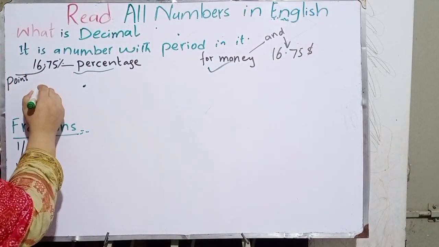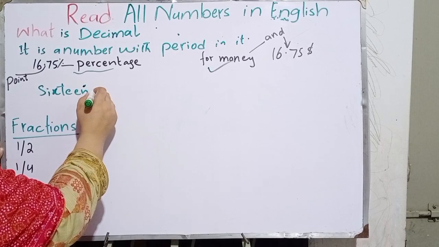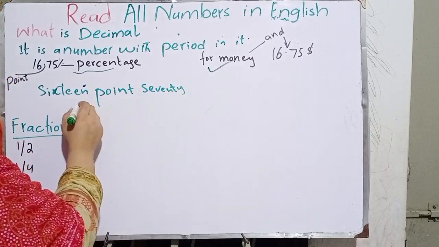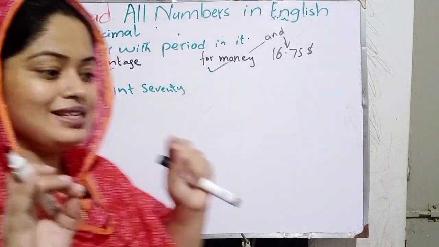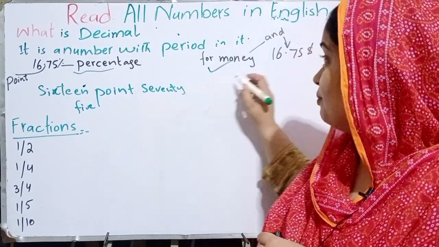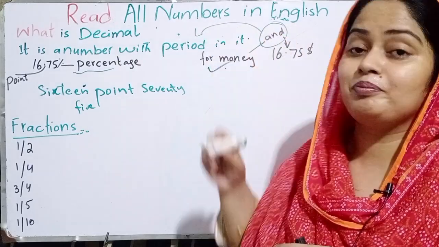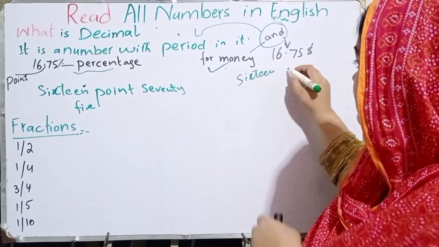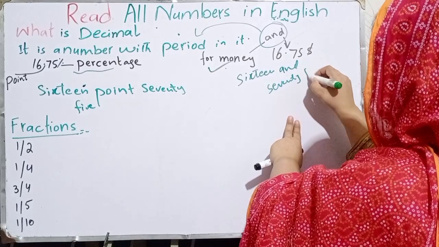For example, 16.75. In percentages you would say this decimal as sixteen point seven five, but for money you would say 'and' for this period. For example, 16 and 75, $16.75.